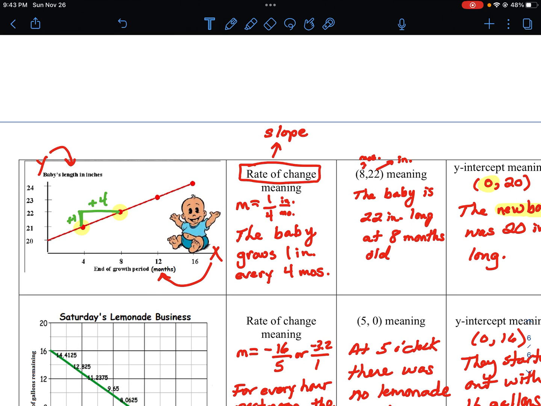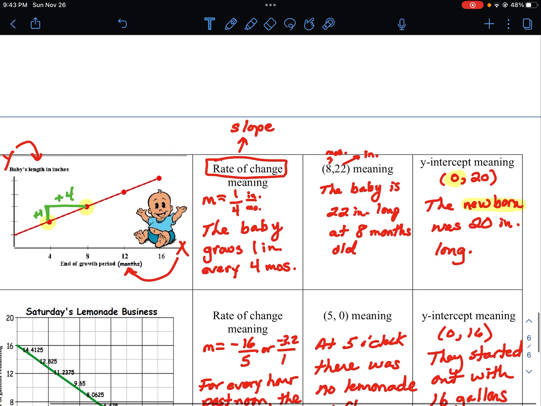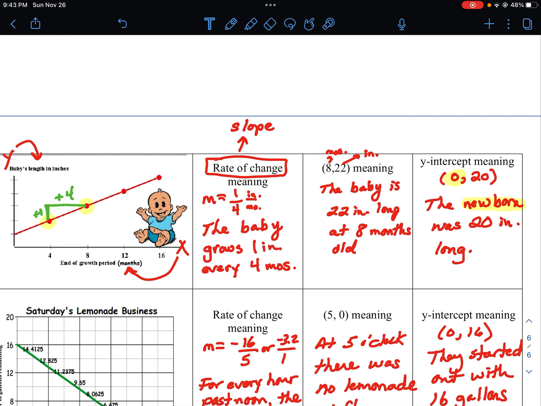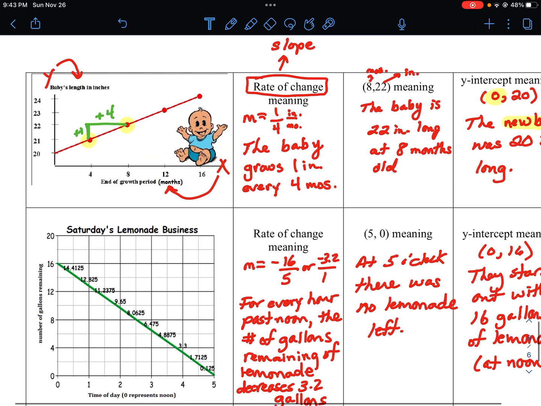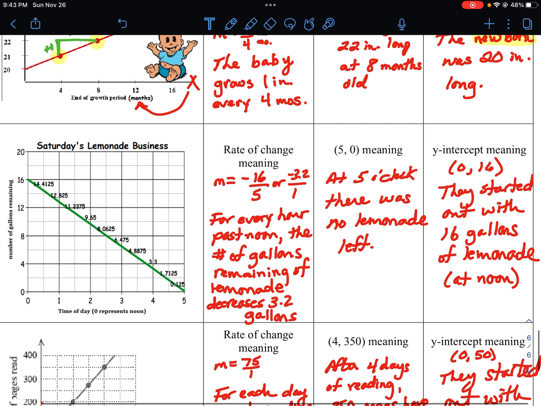If I give you a random point like 8, 22, that means on the 8th month, when the baby is 8 months old, it's going to be 22 inches. And a newborn, meaning at birth at 0, is 20 inches long. So you see how we just took what we know about the situation and we wrote a sentence to go with the numbers. So again, let's do another one.